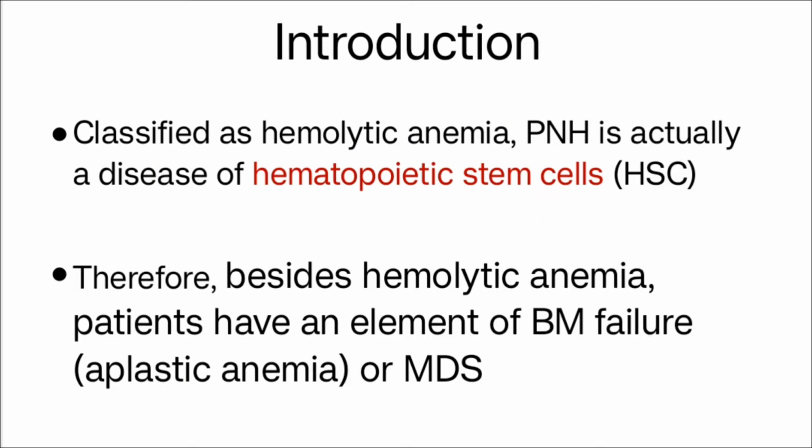Starting with PNH, PNH is a disease of the hematopoietic stem cells. Therefore, besides hemolytic anemia, there will be an element of bone marrow failure. So there will be either aplastic anemia, myelodysplastic syndrome or pancytopenia.